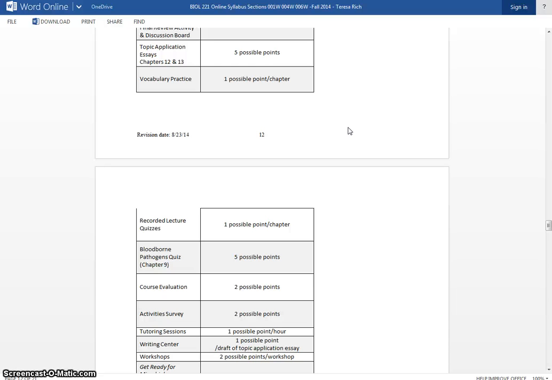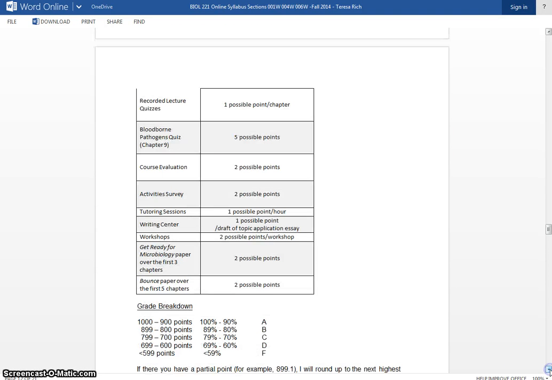But I would recommend that you at least learn the bolded terms in the chapter, because I like to put some vocabulary questions on each exam. I also have an optional assignment of the recorded lecture quizzes. They're questions that relate to my recorded lectures, and you can get 1 point per chapter for that.